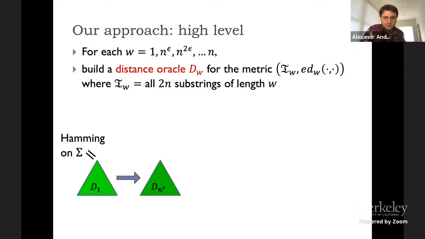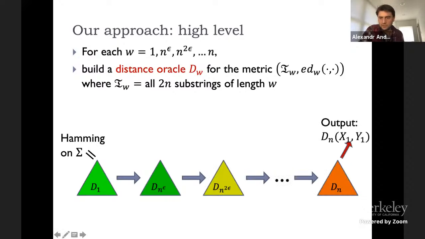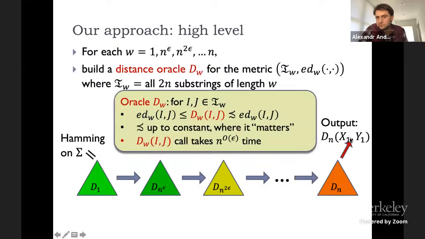You can think of it like this: given this green triangle, we build a darker triangle, which is a distance data structure, a distance oracle on substrings of length n to the epsilon, and so forth, until we get the right data structure for all substrings of length n. Which means that in particular it includes x1 and y1, which are of length n, exactly equal to x and y, and this will be the distance oracle, which will approximate the edit distance. So therefore this will be the output.